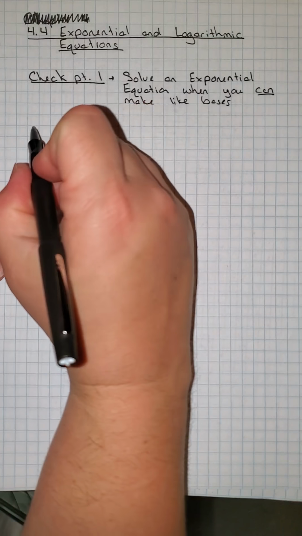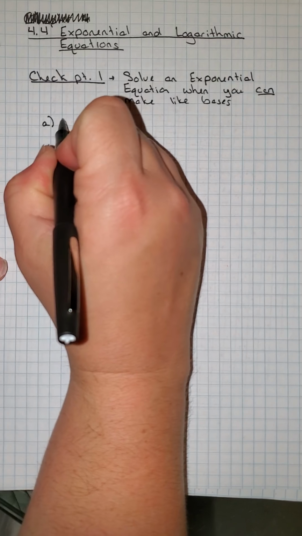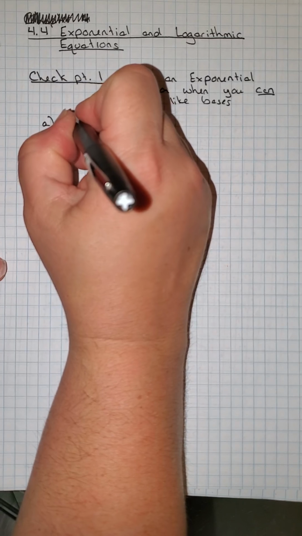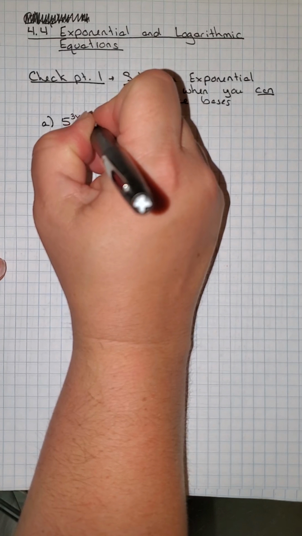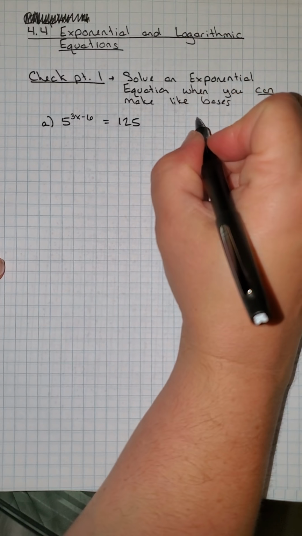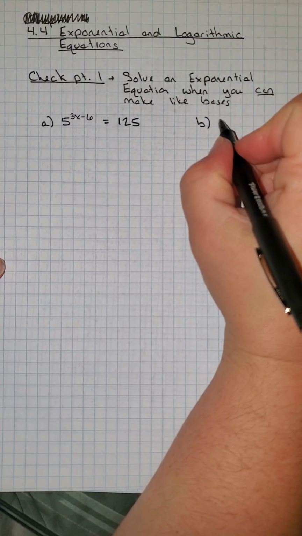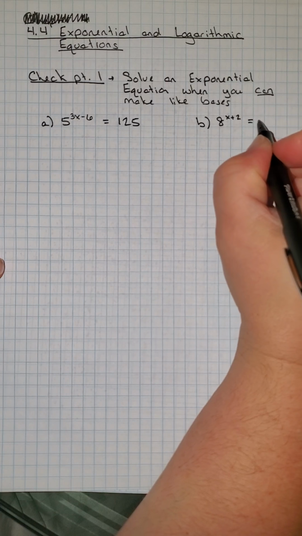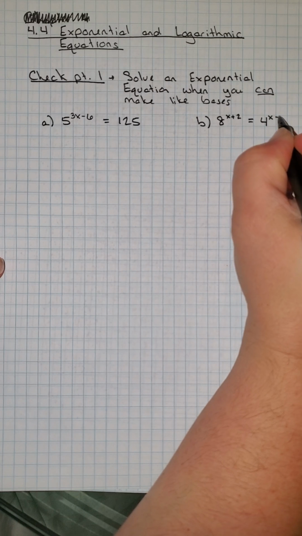We have A and we have B. For A, we have 5 to the 3x minus 6 equaling 125. And then for problem B, we're going to solve 8 to the x plus 2 equals 4 to the x minus 3.